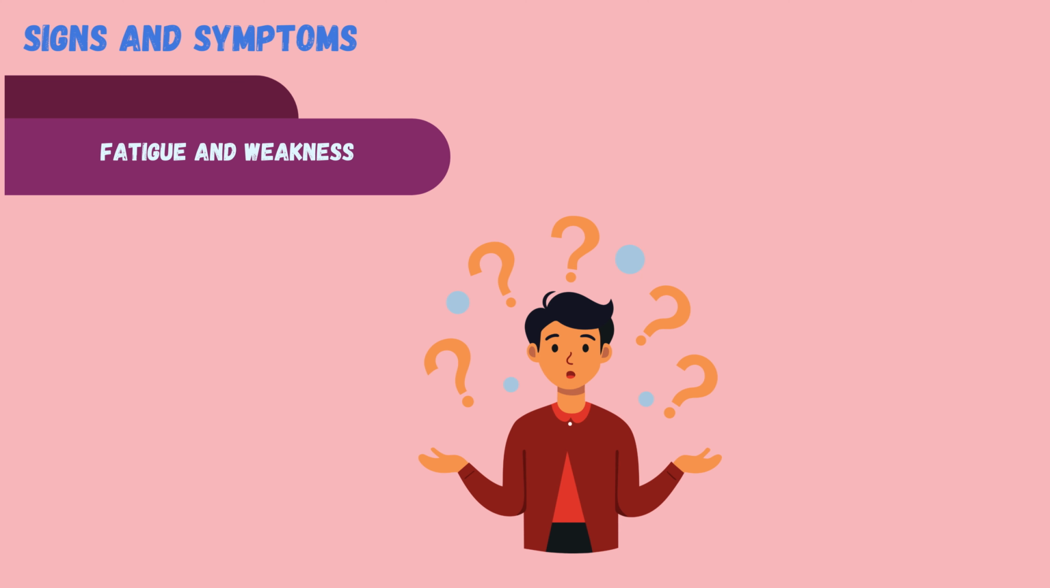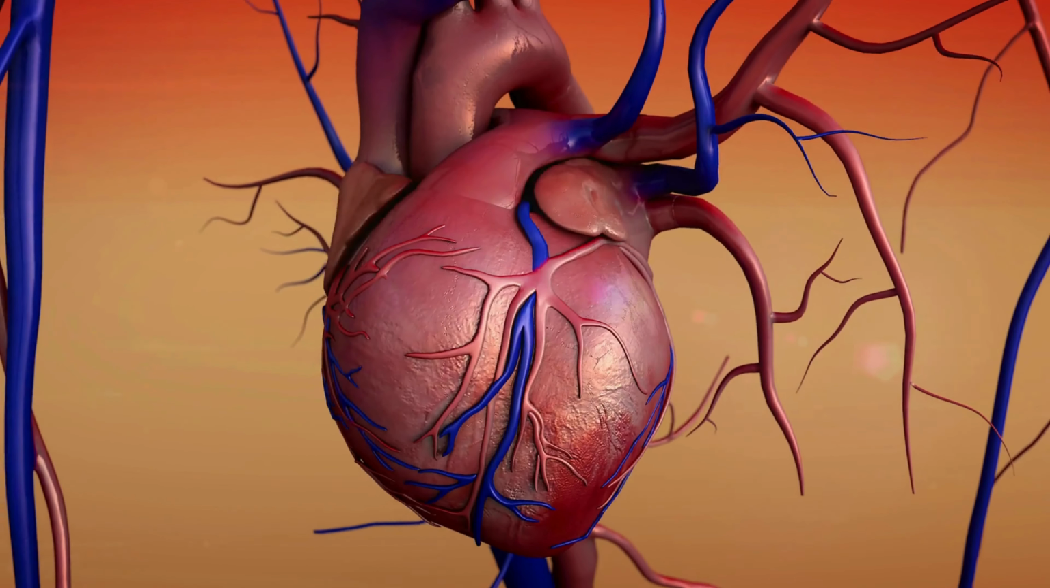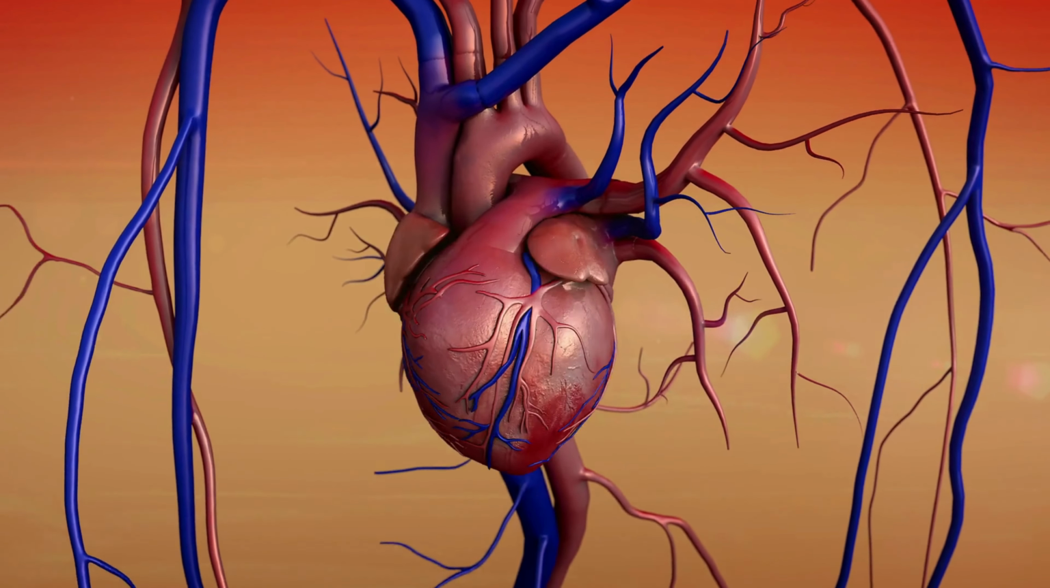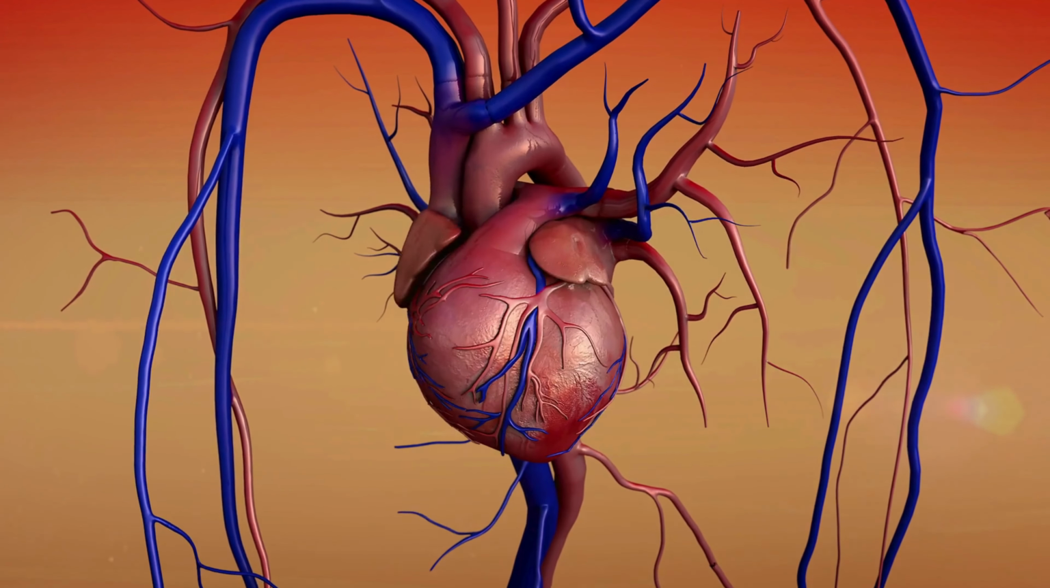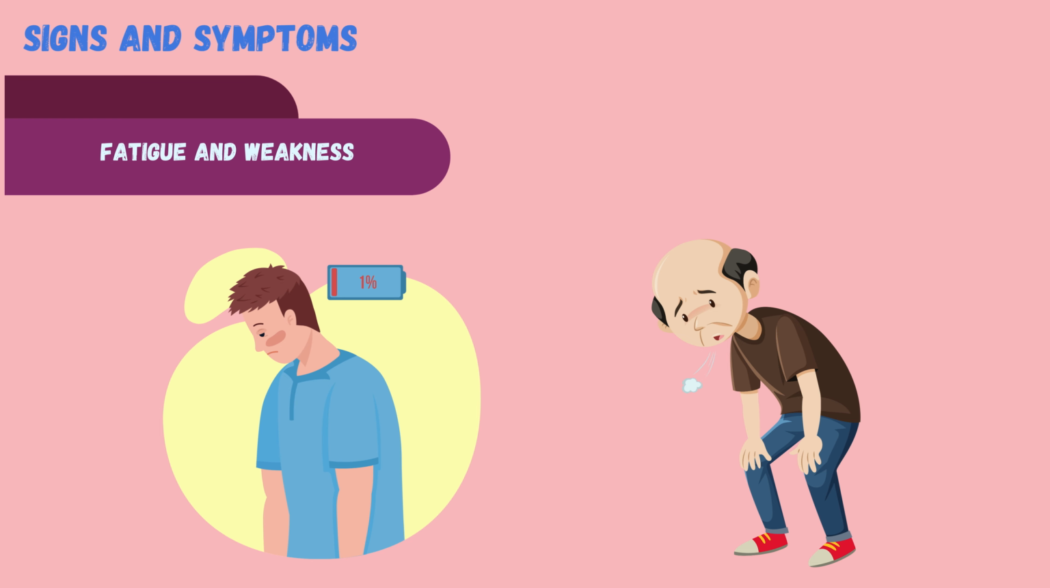Fatigue and weakness. Why does it happen? Since the heart cannot pump enough blood to meet the body's needs, organs and muscles don't get sufficient oxygen. This leads to a feeling of constant tiredness and weakness, especially with physical exertion.